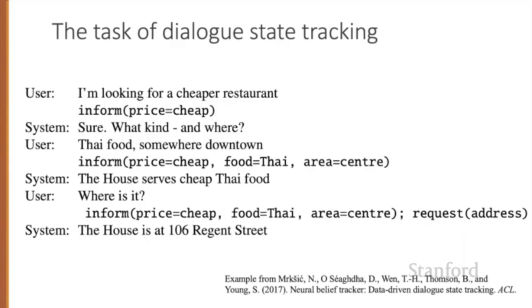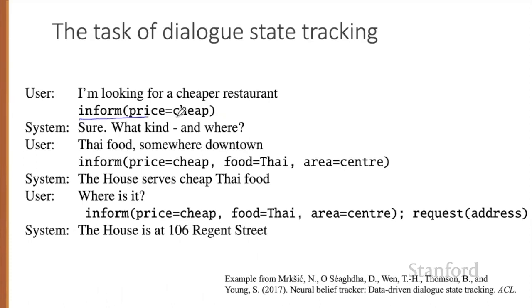The job of the dialog state tracker is to determine both the current state of the frame, that is the fillers of each slot, and the user's most recent dialog act. So the dialog state includes more than just the slot fillers in the current sentence. It includes the entire state of the frame at this point, summarizing all the user's constraints.